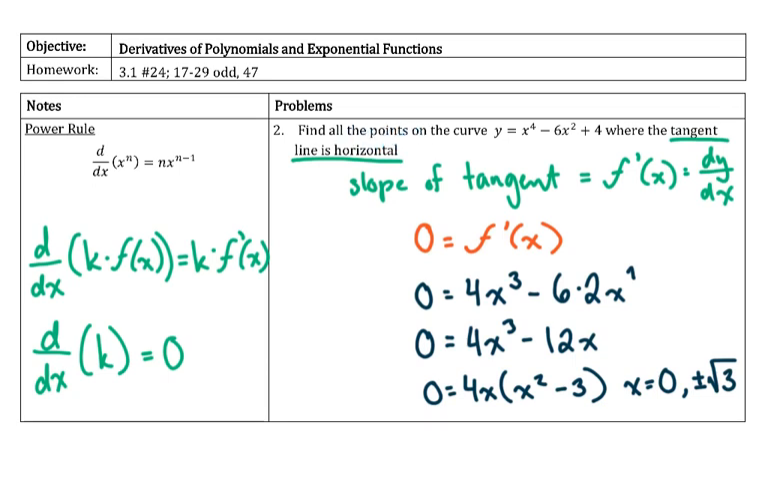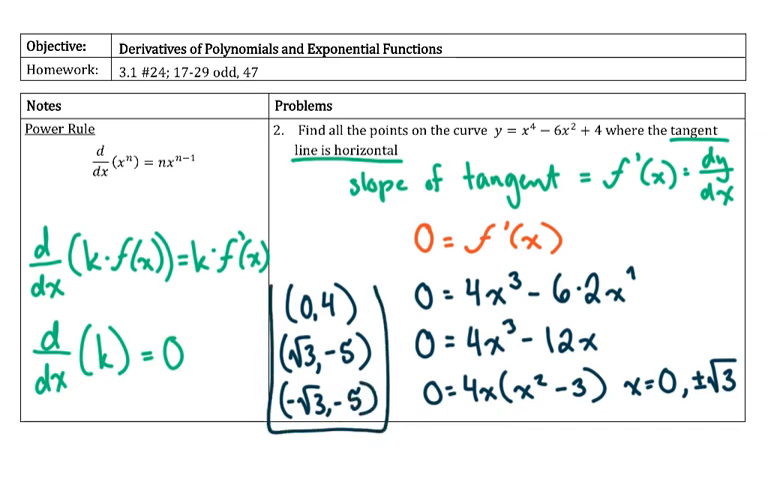If it asked for the points, we're looking for a coordinate pair x, y. If we plug in 0 there, we end up with 0 for our x and then 4. If we plug in positive root 3, that will give us 9 minus 6 times 3 plus 4, which is negative 5, which would be the same for the negative root 3, negative 5. So those are the 3 points where the tangent of that graph is horizontal.